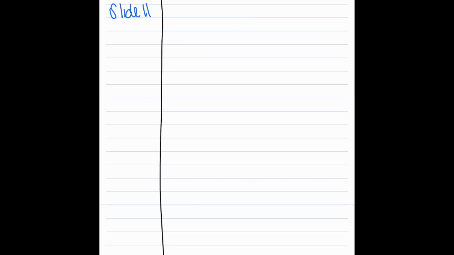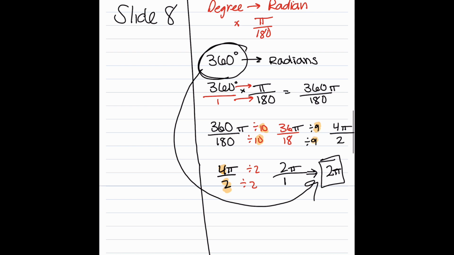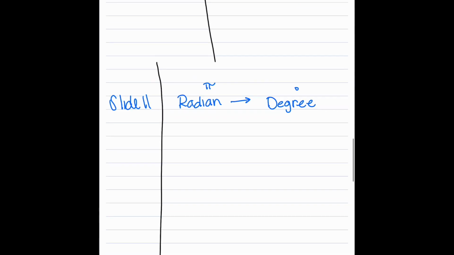Okay, next we're going to go over slide 11, which is pretty much doing the reverse. So we just practiced converting from a degree to a radian. Now we're going to do the opposite. We're going to be given a radian, which is going to be something with some sort of pi in it, and we're going to be asked to convert it to a degree.